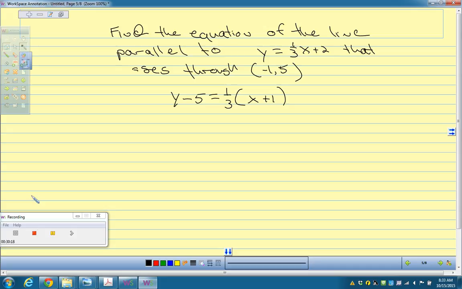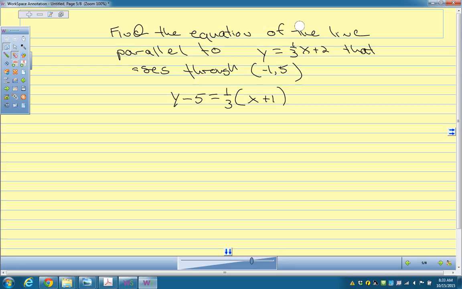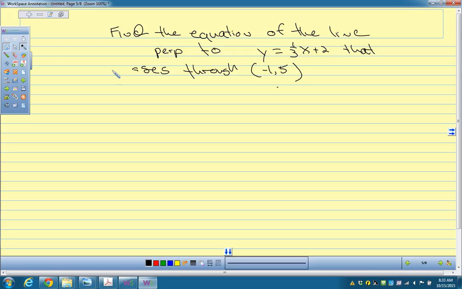Questions? Easy enough? Okay. Last thing. What if I said find the equation of the line perpendicular to this instead? How would that be different? Cole? Would the slope have to be anything that's not 1/3? What would the new slope be? Hannah? Yeah, like opposite.